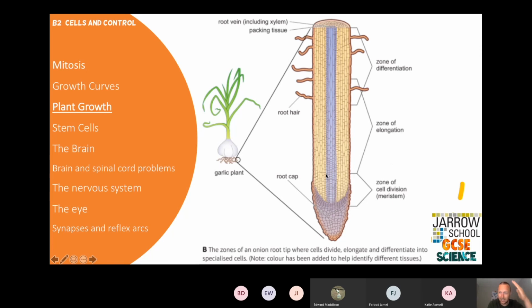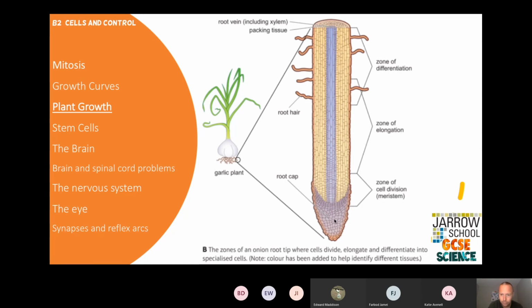Again, tons of keywords in this. So first thing, root cap. This is the very tip of a root in a plant. These are microscopic, they're very, very small. The root cap is there for protection. It's not splitting, it's not doing anything exciting. It's literally just there as protection. It's like a little helmet on the end of the root, which is going to burrow through the soil.